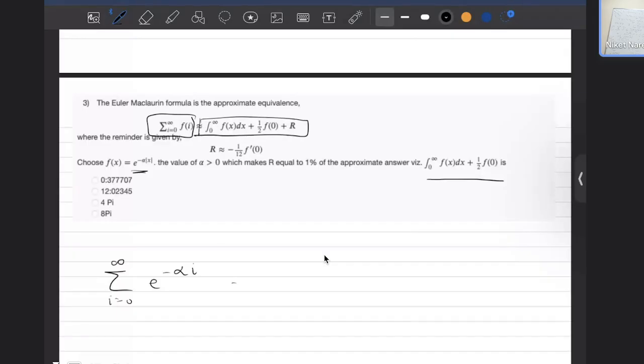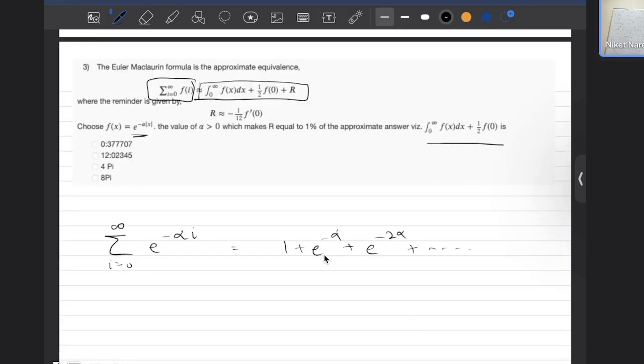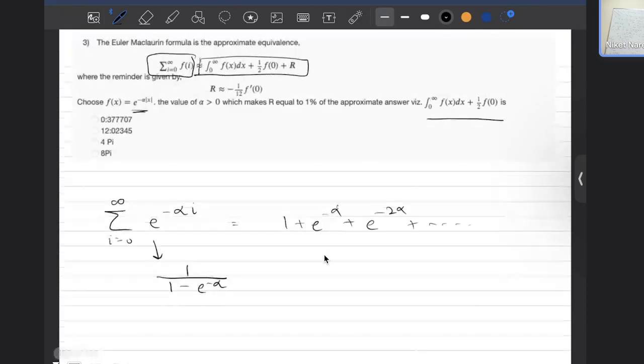So this is equal to e raised to power 0, since i starts from 0, so it's 1, plus e raised to power minus alpha plus e raised to power minus 2 alpha and so on, which is a geometric progression of infinite length. So the summation is simply a by 1 minus r, that is 1 by 1 minus e raised to power minus alpha. This is the actual value of the summation. Okay, now what they're saying is let's try to approximate this with the right hand side.